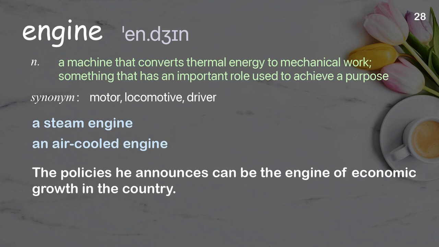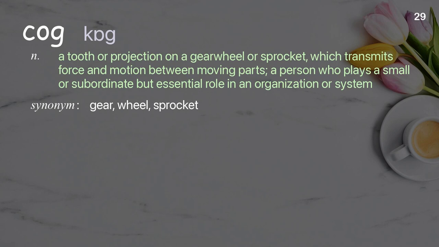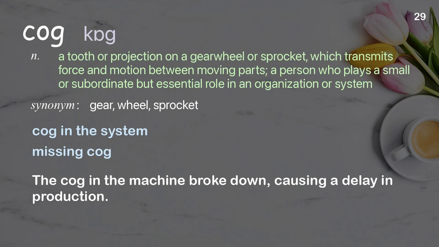Cog. A tooth or projection on a gear wheel or sprocket, which transmits force and motion between moving parts. A person who plays a small or subordinate but essential role in an organization or system. Examples: Cog in the system. Missing cog. The cog in the machine broke down, causing a delay in production.